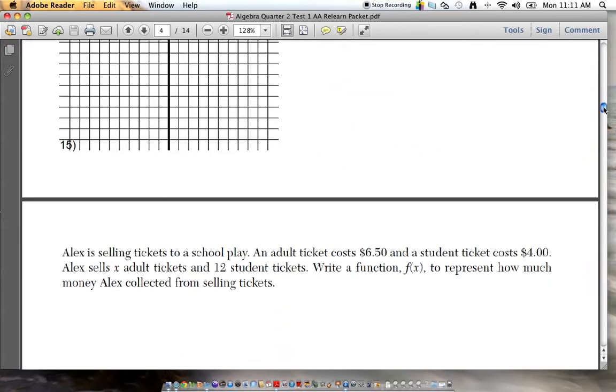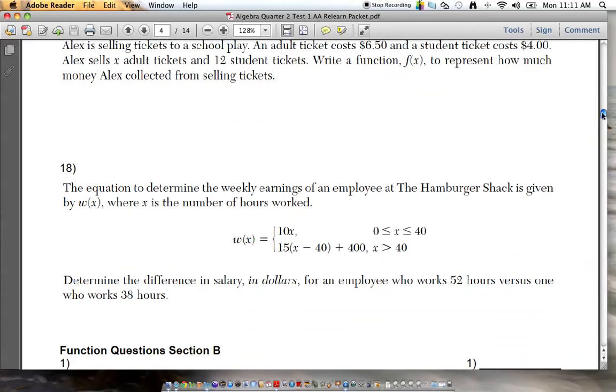Okay, next up, Alex is selling tickets to a school play. An adult ticket costs $6.50 and a student ticket costs $4. Alex sells x adult tickets and 12 student tickets. So if he sells 12 student tickets and each one costs $4, then altogether he's collected $48 for student tickets.